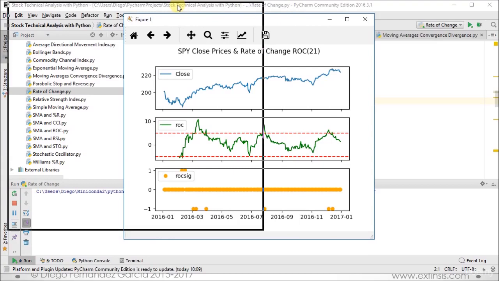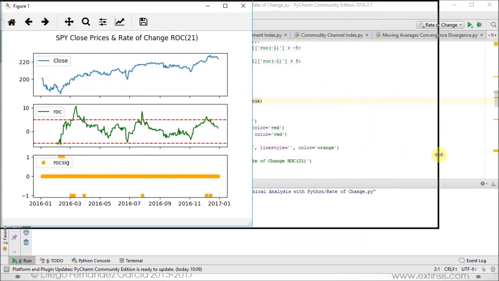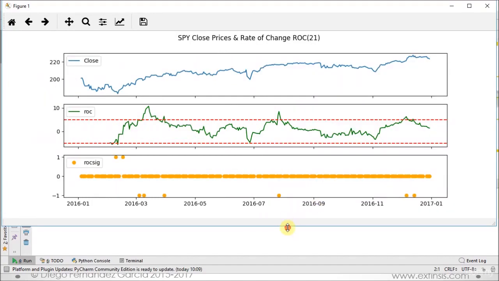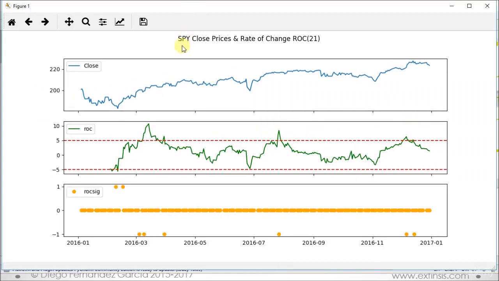So we're going to make it full screen right over here, which needs to be done manually because of the screencast. There we are, all the way into the end and also all the way into the bottom. Perfect. So here we have SPY close prices and rate of change ROC 21 days. Top subplot is our close prices, solid blue. Then we have in the middle our oscillator, our green colored rate of change. And then at the bottom we have our trading signals. 1 is buy, 0 do nothing, -1 is sell.